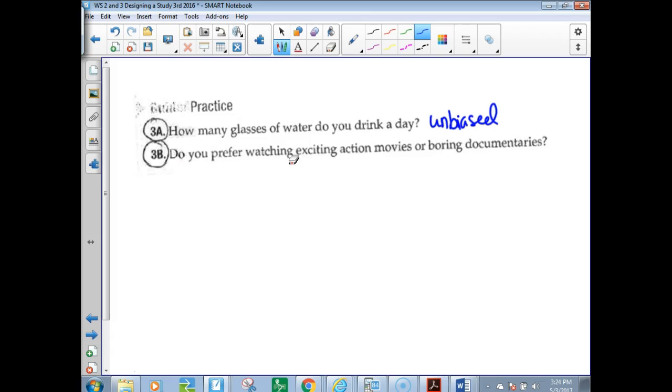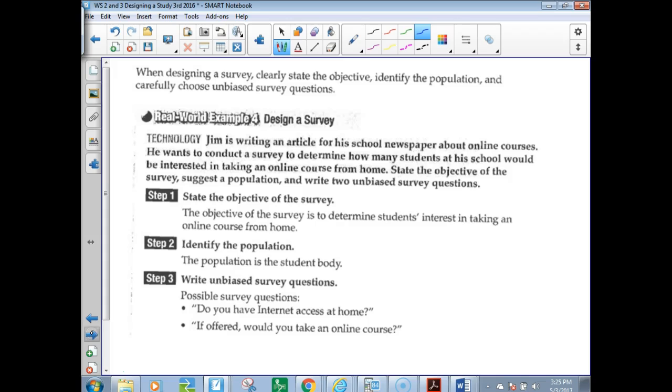I better delete that part. Do you prefer watching exciting action movies or boring documentaries? I like documentaries better than some of these. That's so biased. Okay, you got the idea, right? Some of the documentaries are very good. When designing, clearly state your objective, identify your population, and carefully choose unbiased survey questions.